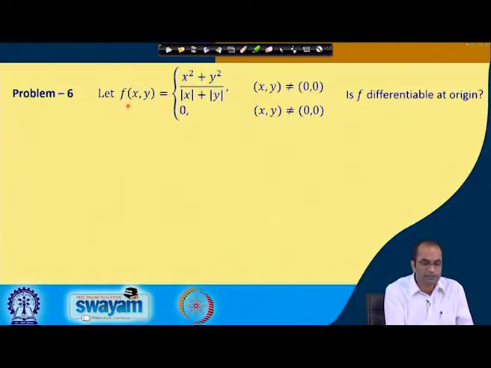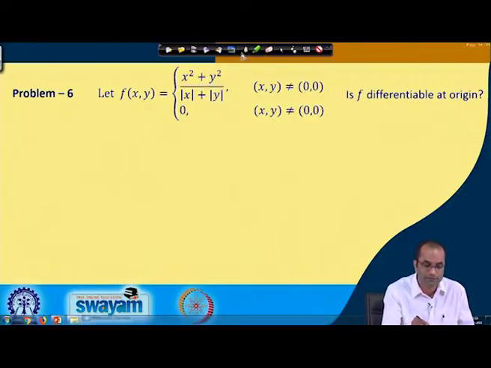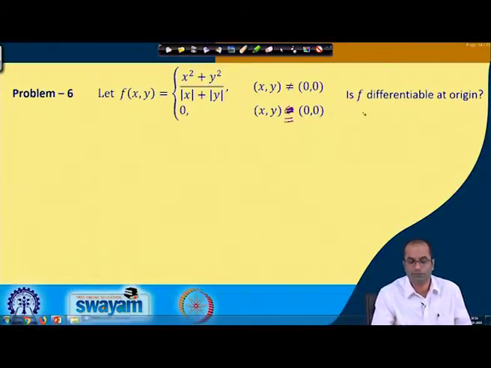The last example here: we take f(x, y) equal to (x squared plus y squared) divided by (absolute value of x plus absolute value of y) when (x, y) is not equal to (0, 0), and the value is 0 when (x, y) equals (0, 0). There is a mistake here, this should be equal to (0, 0). We will check whether this function is differentiable at the origin.